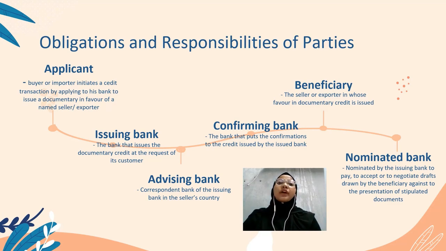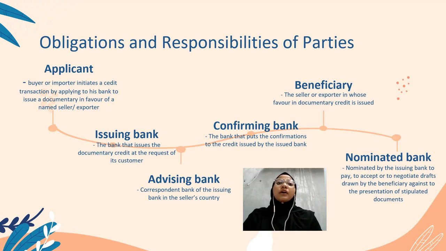Next, for the advising bank, the issuing bank will request the advising bank to advise the credit to the seller. It is an accepted banking practice for an issuing bank to advise the credit to the seller through the intermediary of an advising bank. The next one is the confirming bank.